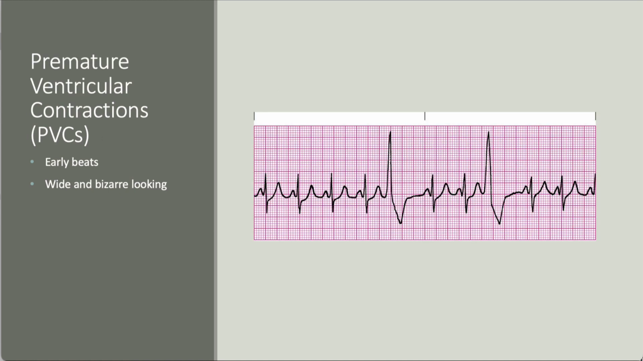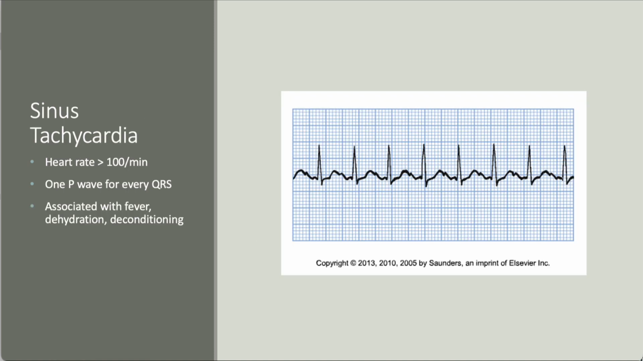This is a PVC. It's big and bizarre looking and has a different appearance than the normal conduction beats. It's also early. So those are the characteristics of a PVC, or a ventricular beat.